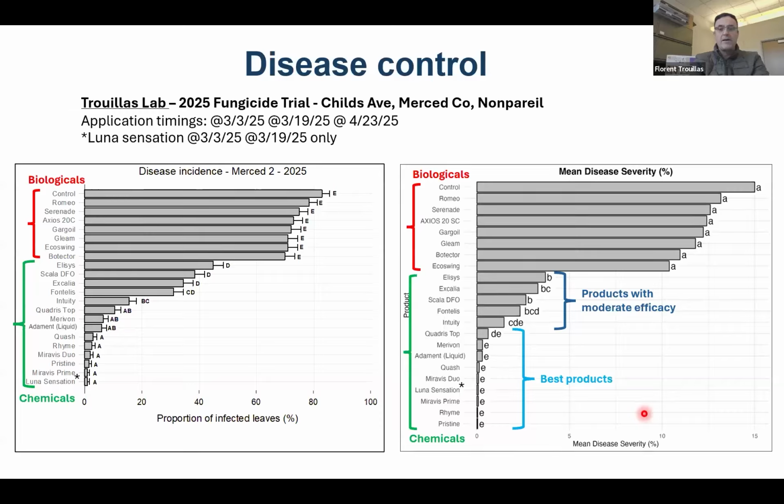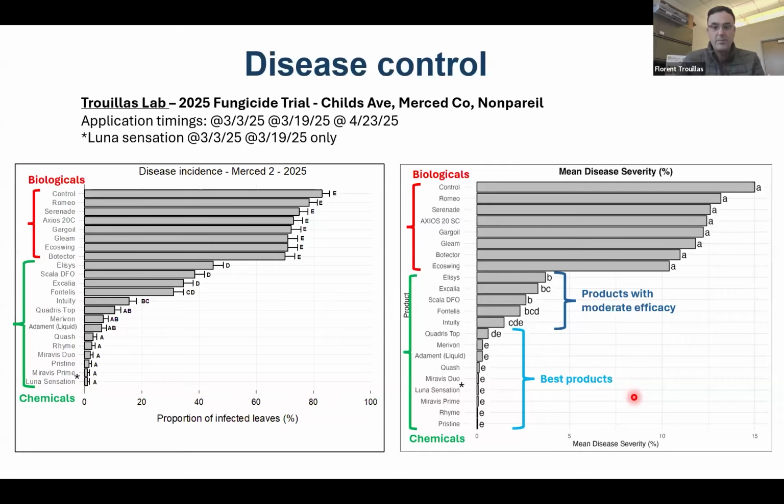8 of these products have actually received a label 2EE recommendation, label expansion. So these are now registered for this growing season. Most of them are registered, and I will name them all so you remember and are prepared for that upcoming timing for management of red leaf blotch. Quadris Top, Merivan, Adamant, Quash, Miravis Duo, Luna Sensation, Miravis Prime, Rhyme, and Pristine provided great disease control, almost eradicating the disease from this orchard.